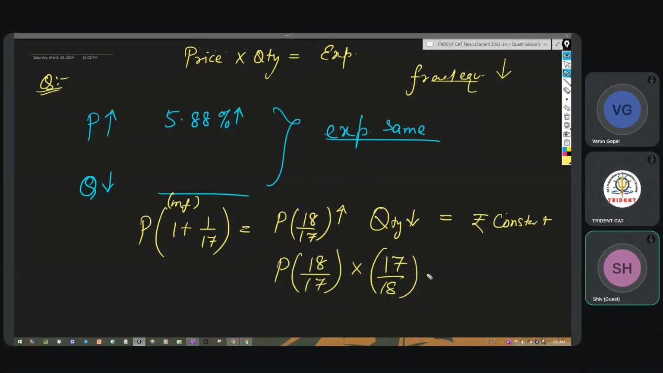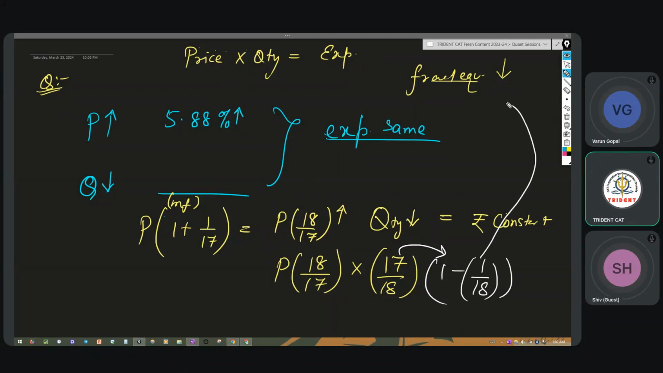1 minus 1/18. One by 18. Now this is what I call an absolute sign of genius. Great. When you were confused, you broke this thing down. 1 minus 1 upon 18. So Shiv, can you now tell me what is the percentage or rather the fraction equivalent?